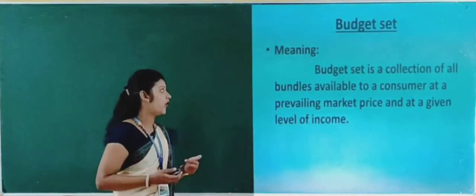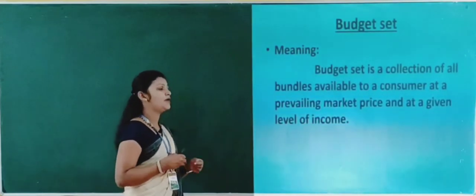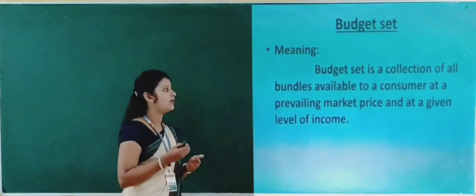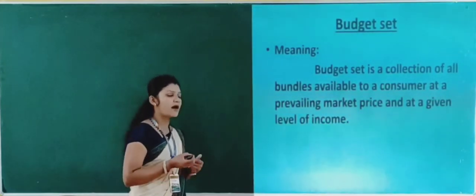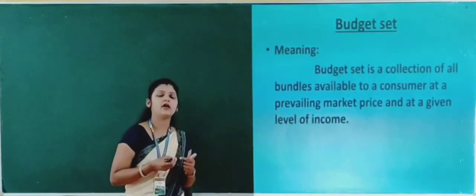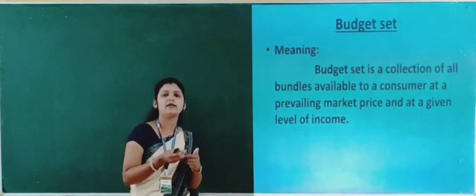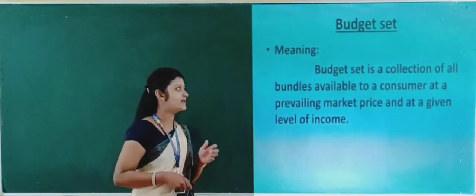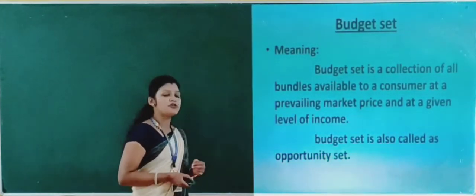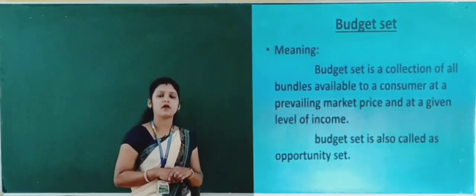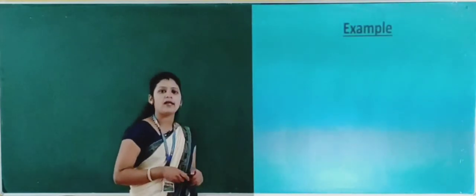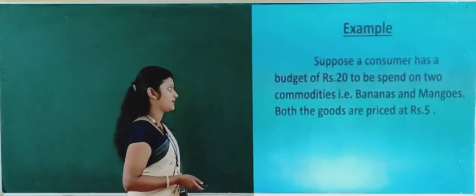Budget set is a collection of all the bundles available to a consumer. Here we collect all the bundles which are available to a consumer at a prevailing market price and at a given level of income. This is what the budget set is. Budget set is also called the opportunity set. Now let's see one example for the budget set.